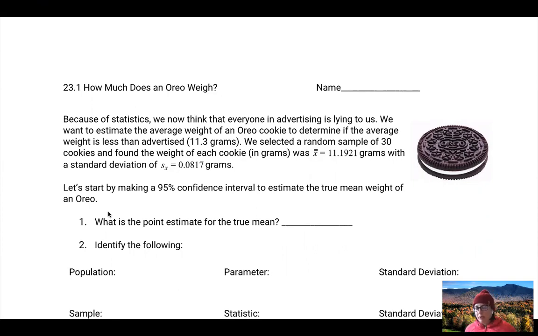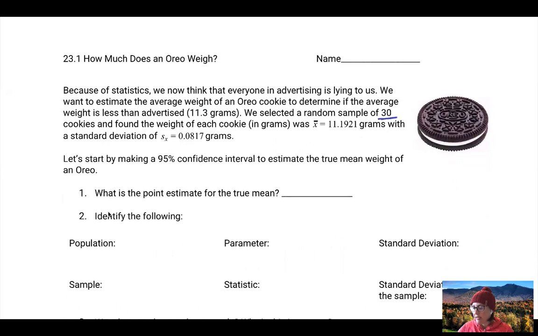All right, so we are going to come up with a confidence interval for what we think the true average weight of an Oreo is. If you have 30 Oreos in your house and a scale and you want to do this with your own data, please feel free. Otherwise, you can use the data that's up here. So Oreo tells us that their average weight of an Oreo is somewhere less than 11.3 grams. And we want to see if their claim is true or not based on some data that we've collected.